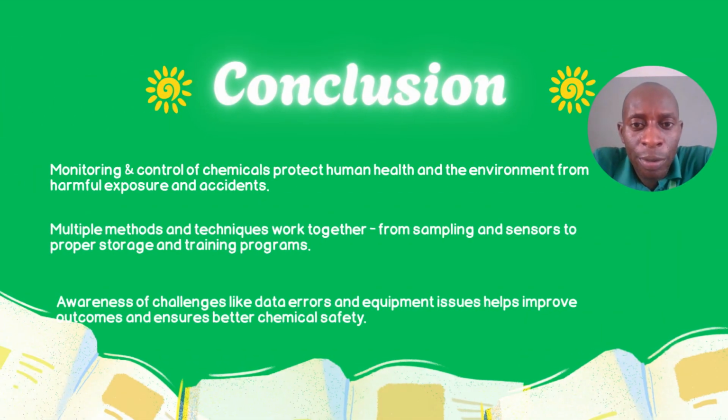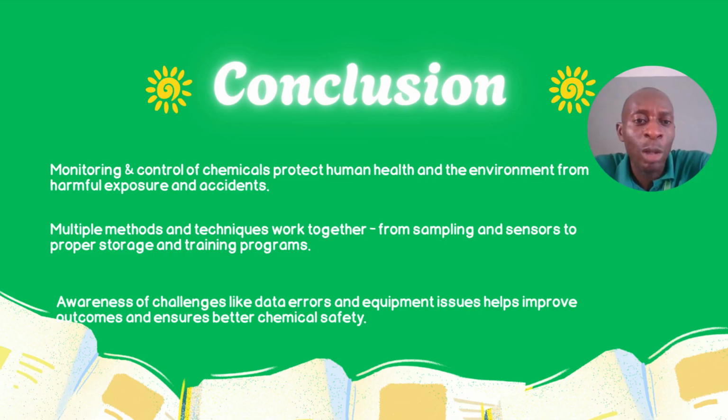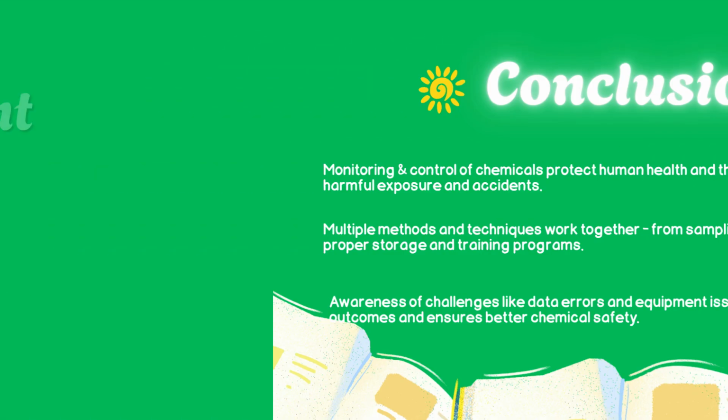In conclusion, proper monitoring and control of chemicals can protect human health and the environment from harmful exposure or accidents. And they need to create awareness in the community, keep data from errors, and maintain all other equipment to ensure health and to improve the outcome of chemical safety.